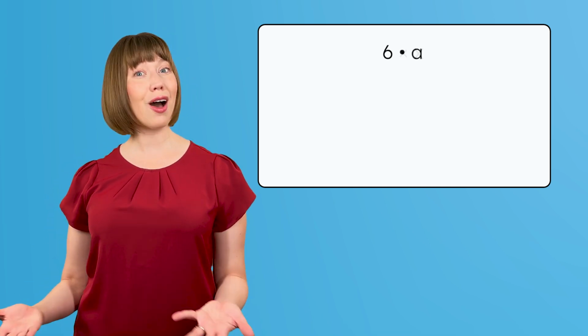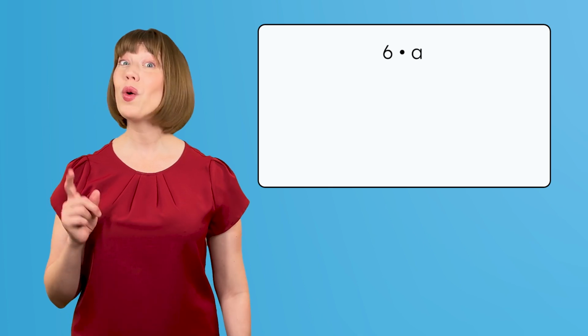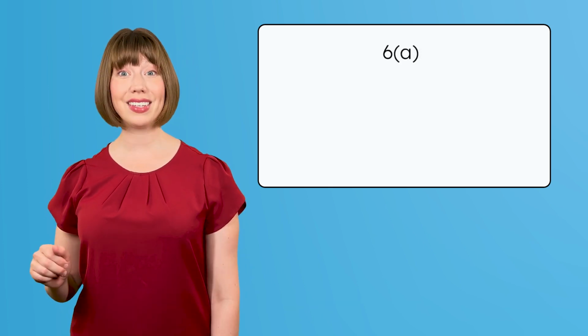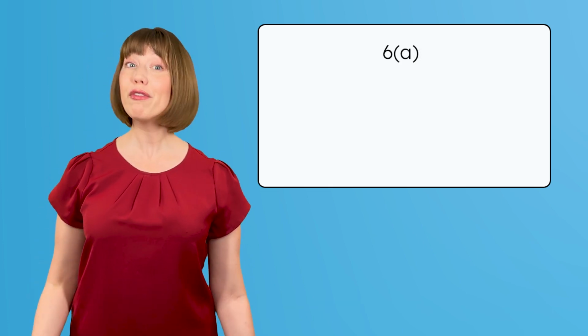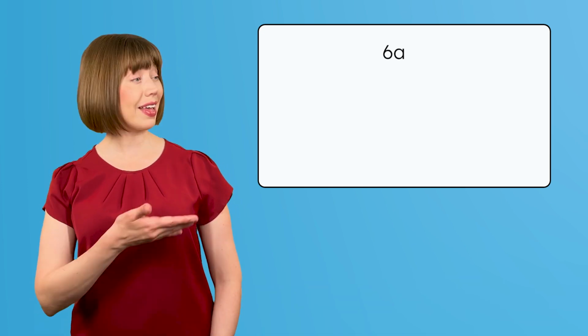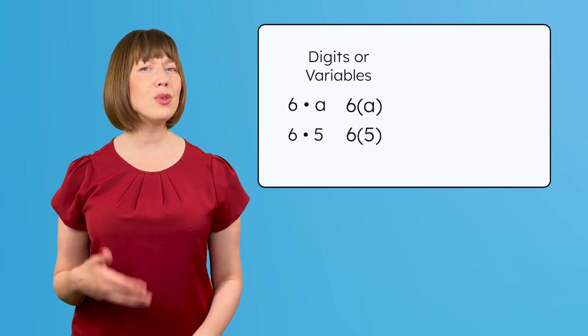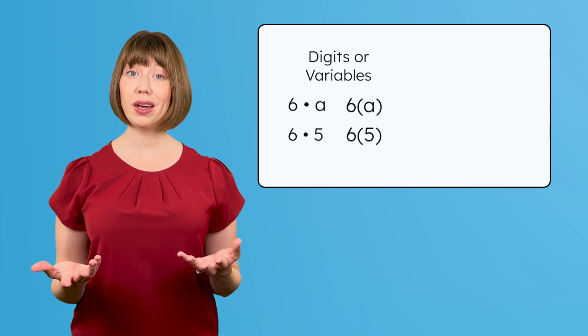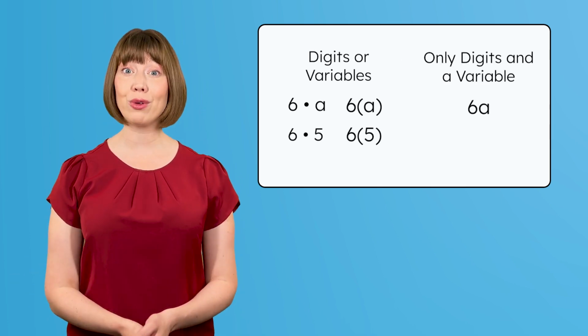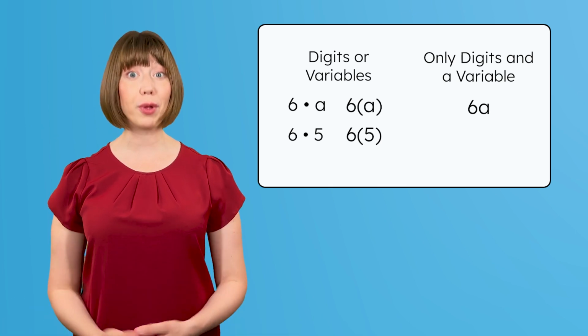We can use a dot, like this. Or we can use parentheses, like this. Finally, we can record a digit right next to a variable, like this. With the first 2 representations, we can use digits or variables, but the last one can only be used if one of the values is a variable.